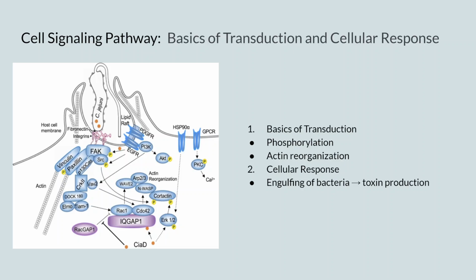The reorganization of actin will weaken the cell structure and therefore allow the bacteria to be engulfed by the host cell during the cellular response. The cellular response is the engulfing of the Campylobacter jejuni bacteria itself, which would then produce its own toxins to disrupt the host cell's cell cycle and then cause it to swell up.